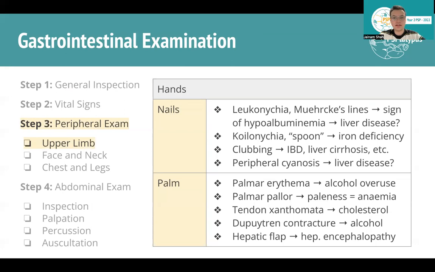In fact, none of these signs will give you a diagnosis. It's more giving you an indication that I need to do this, this, and this for further investigations to rule out what I think could be causing these signs.